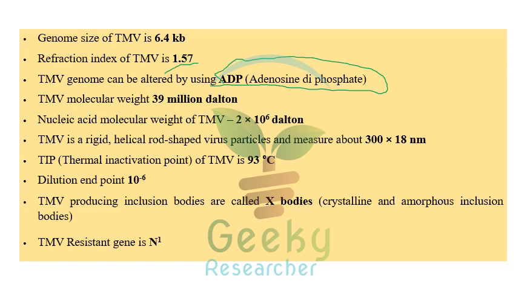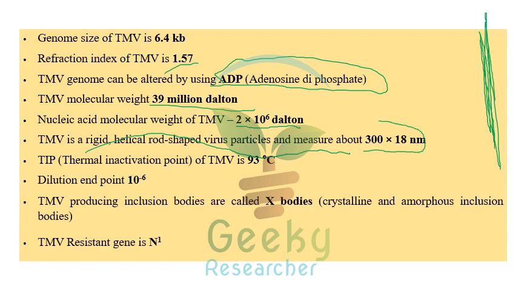The molecular weight is around 39 million Dalton. The nucleic acid molecular weight of tobacco mosaic virus is 2 into 10 to the power of 6 Dalton. Actually, tobacco mosaic virus is a rigid helical rod-shaped particle. It will look like a rod, like this. Rod-shaped particle, where the measurement size is 300 into 18 nanometer. 300 is the length, 18 is the width, something like that. So 300 into 18.